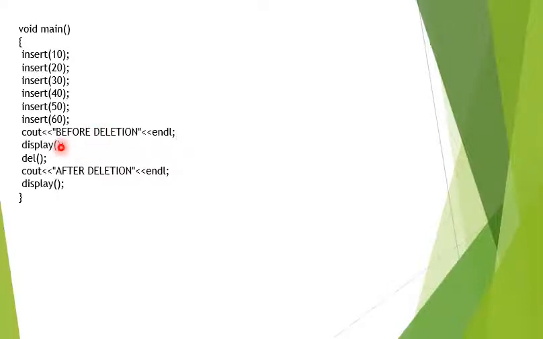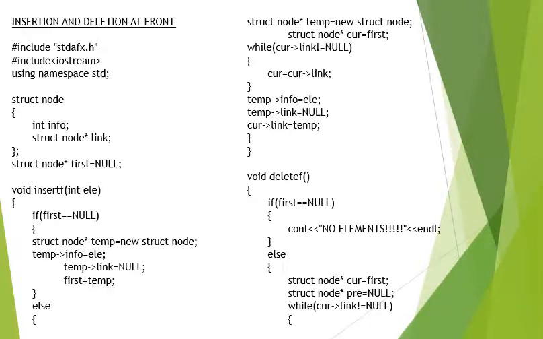Before deleting, we print and call the display function to display the values which are present there. After that, we use a delete function. First, 10 will be deleted, and then after deleting it will be shown as 20, 30, 40, 50 and 60, because it is rearranged. After that, we will use front insertion and front deletion. In this linked list, you can perform insertion and deletion from the rear end and the front end.